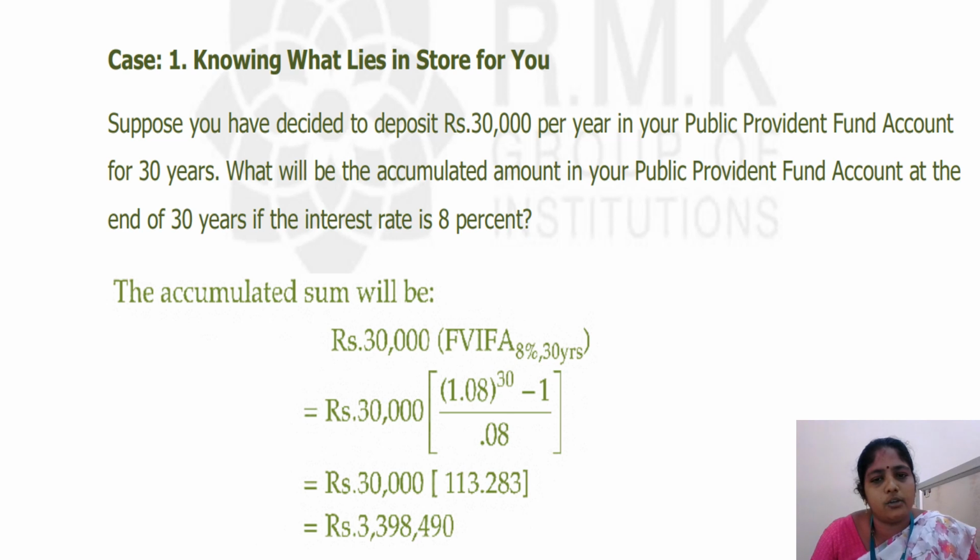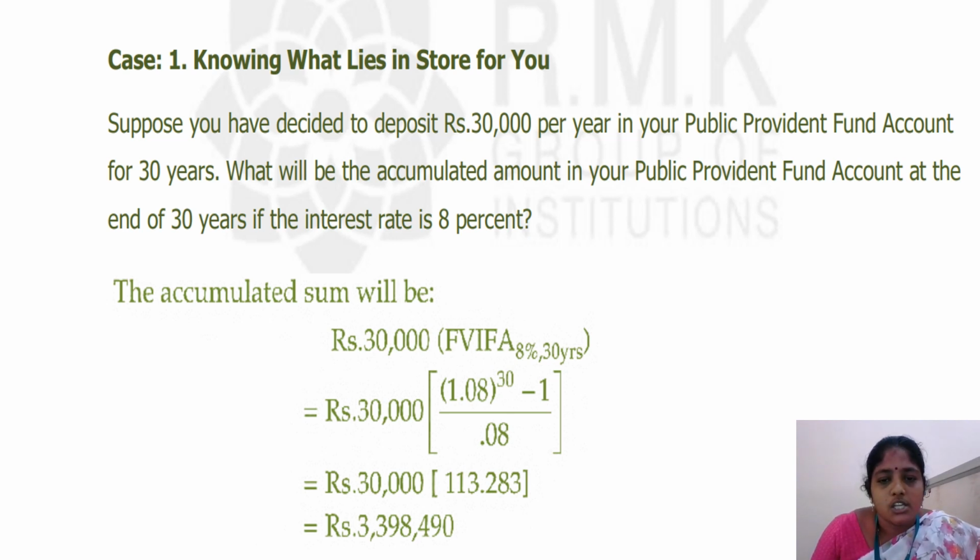The future value interest factor formula is (1 plus r) power n minus 1, divided by r. Here r is our interest. Interest is 8%, meaning 8 divided by 100, which gives 0.08. So 1 plus 0.08 is 1.08, power of n, which is 30 years, minus 1, divided by the r value, 0.08.